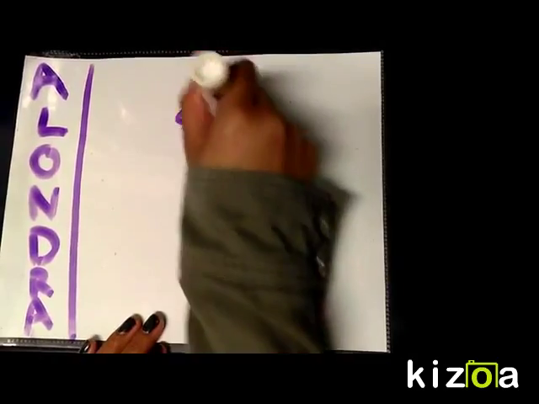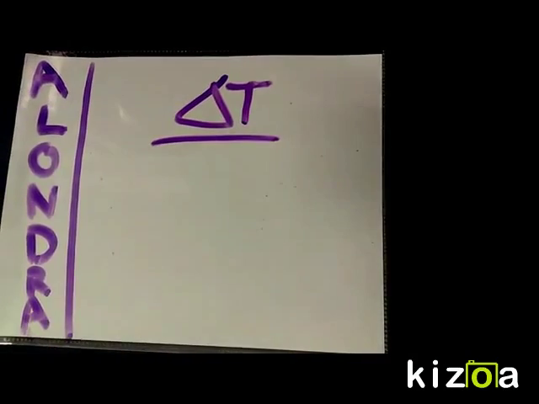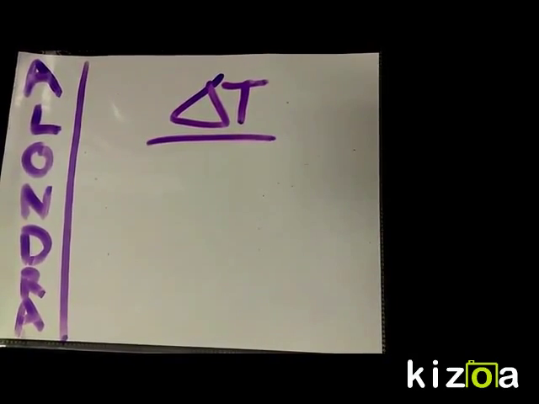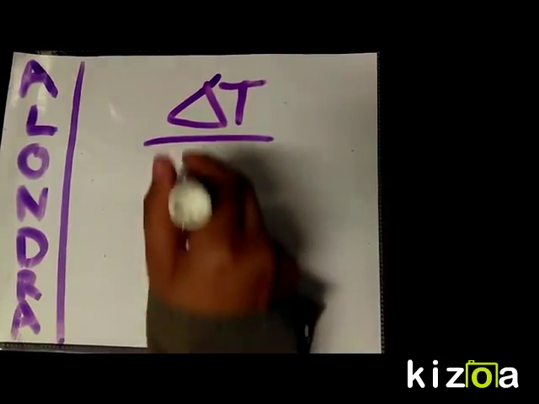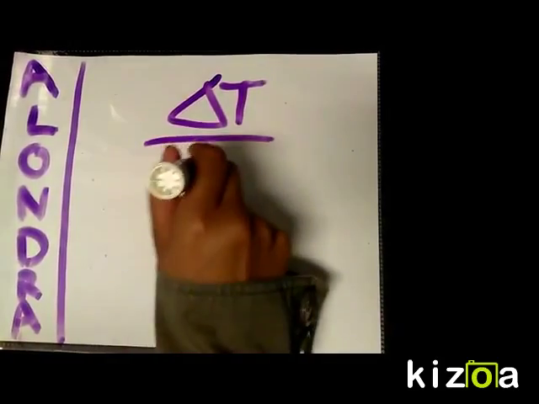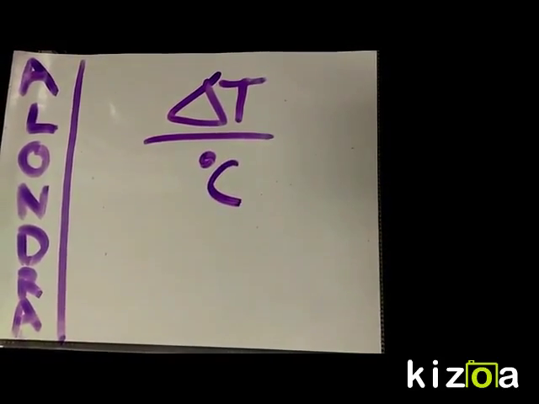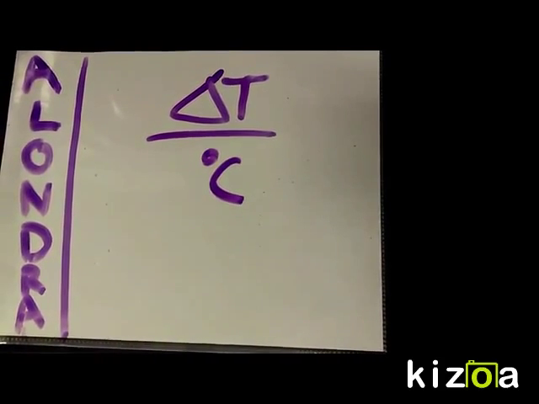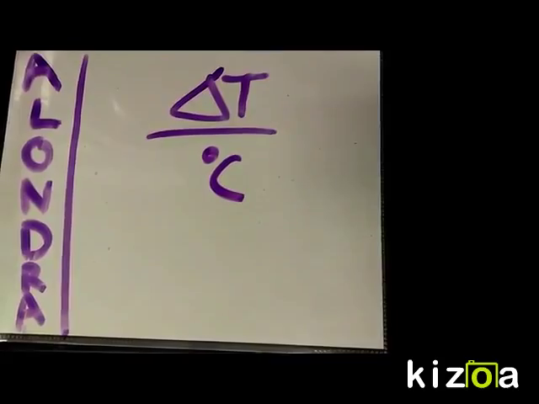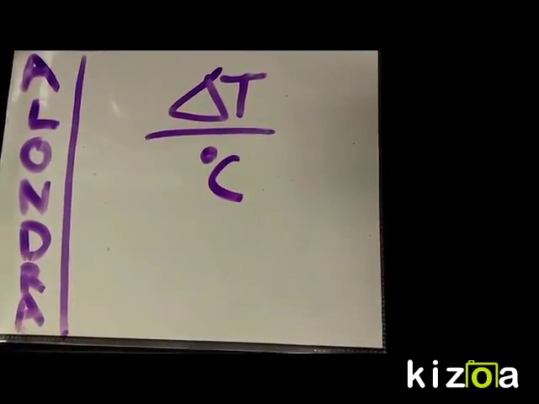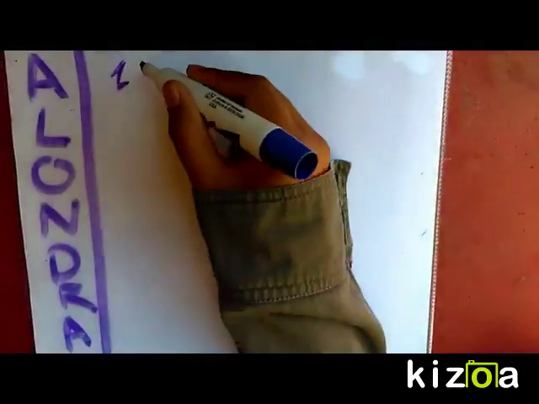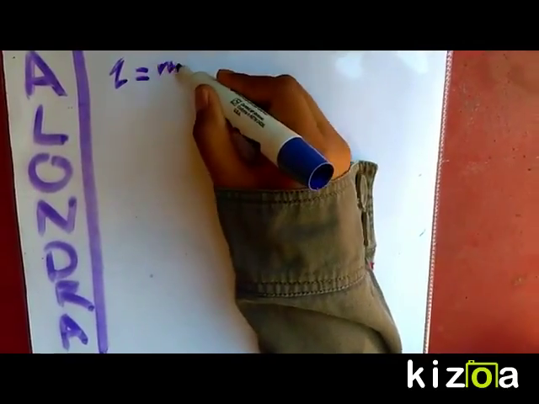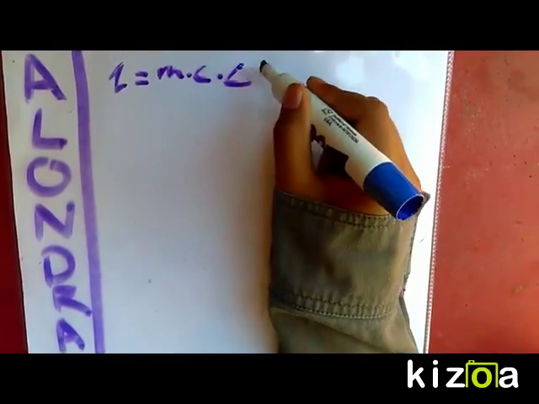Hi, my name is Alondra, and I'm going to be explaining to you triangle T, which represents the overall temperature change of the substance or element, like in Celsius degrees. And in order to find it, you must subtract the final minus the initial. Q equals M times C times triangle T.